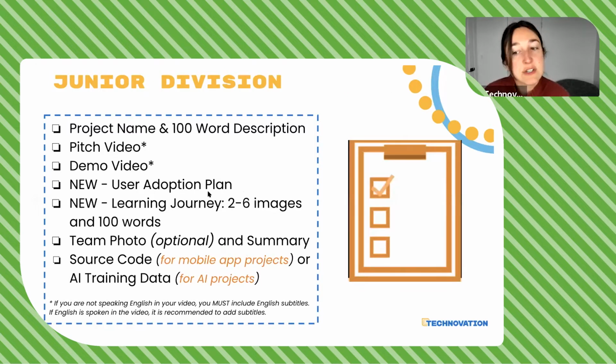Wonderful. So the junior division is going to have the same components, but you will have the user adoption plan added in. And that is all explained in the curriculum, exactly what that is. There's guidelines for students on what they can fill out there. And then new for the junior division is also adding that learning journey in. So the 2 to 6 images and 100 words that we just talked about for the beginner team, the junior team will be doing this as well.